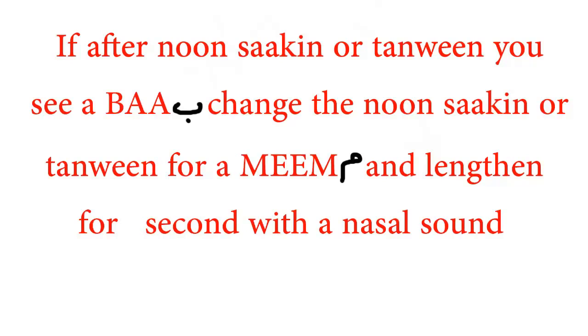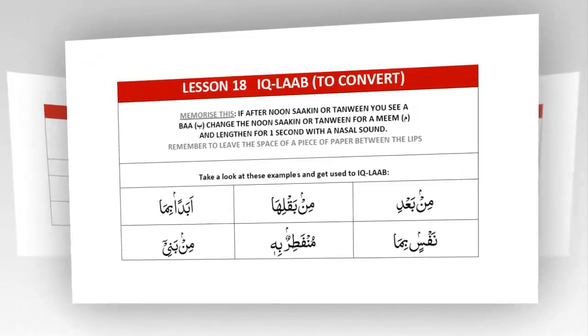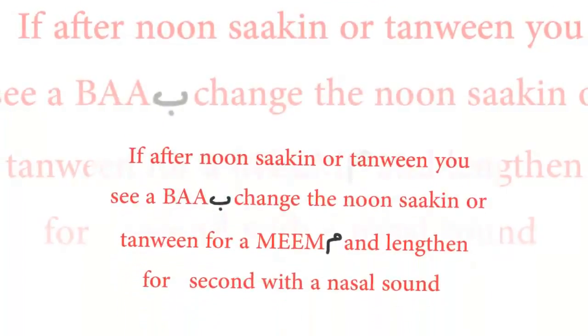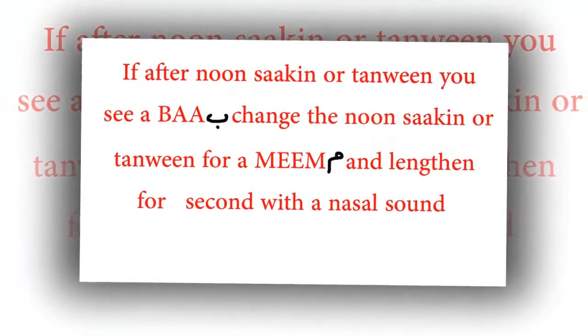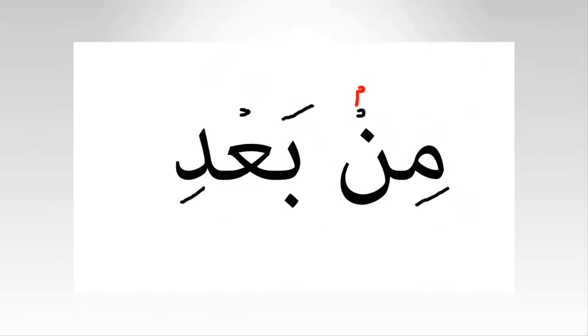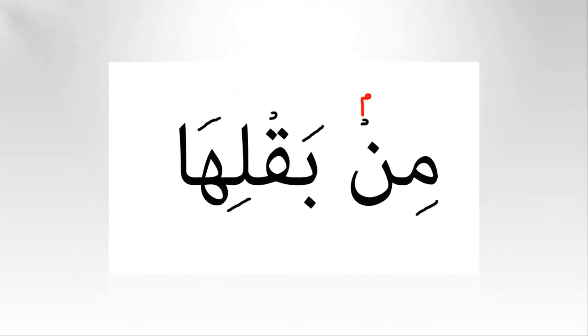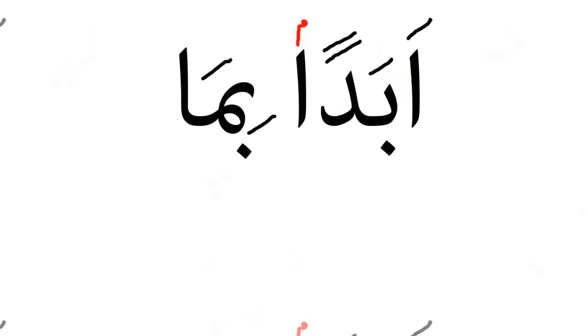So you can either say, if after noon sakin or tanween you see a ba, change the noon sakin and tanween for a mim and make ghunna, or you can say whatever's written right in front of you. And remember to leave the space of a piece of paper between the lips. So again, min ba'di, min baquriha, abadan bima, nafsin bima, munfatirun bihi, or bih if you're stopping, min bani.